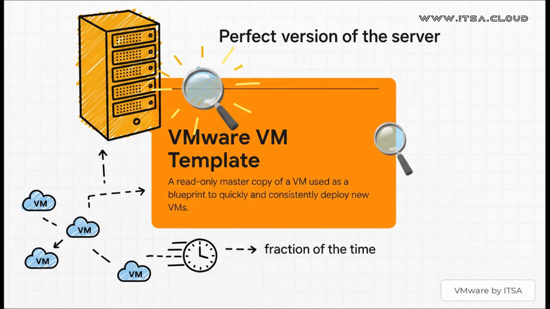Simply put, a VMware VM template is a master copy of a virtual machine that's set to read-only. I want you to think of it as the absolute perfect version of a server. The OS is installed, it's all patched up, all the standard software's on there, and it's configured exactly how you want it. It's the blueprint you'll use to stamp out new identical VMs in a tiny fraction of the time.